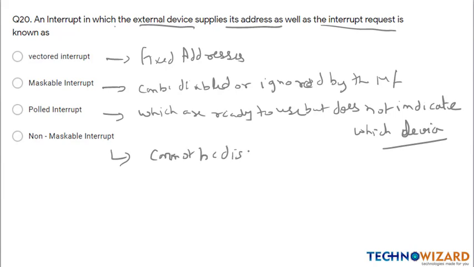Okay, cannot be disabled. Therefore, here many students are saying maskable interrupt is the correct answer. No, here polled interrupt is the correct answer, as we have an interrupt in which the external device supplies its address as well as the interrupt request. Both the things, then polled interrupt can do this. Maskable interrupt can only be disabled or ignored by the microprocessor. Okay. Therefore, option C is the correct answer here.